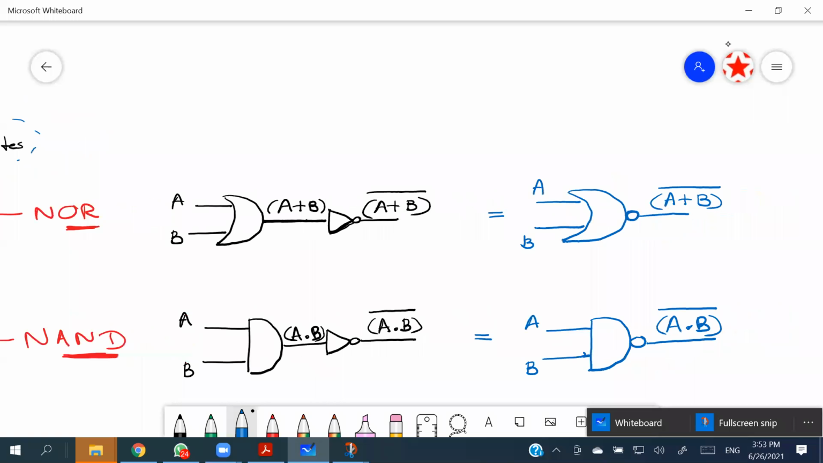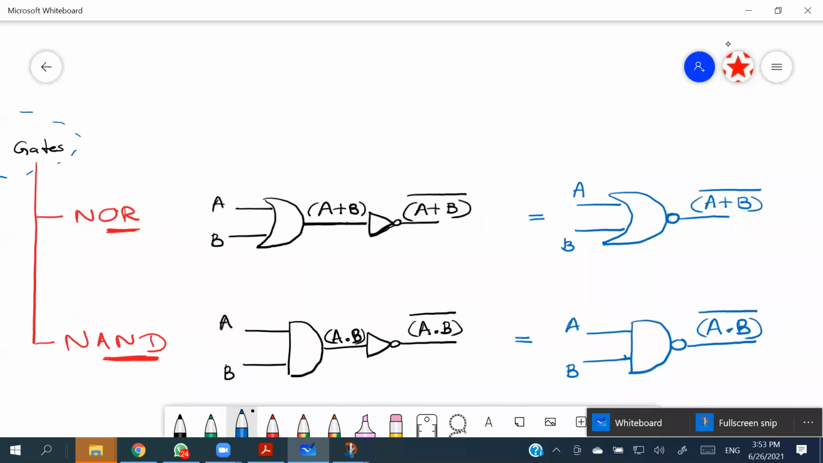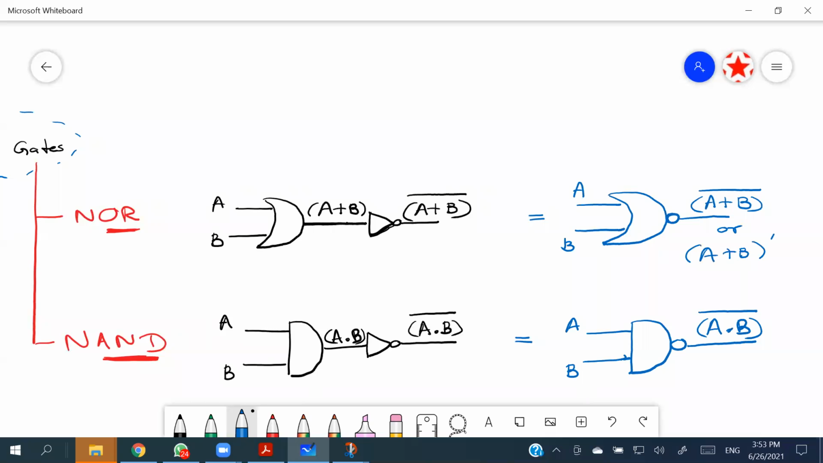Or you can say A plus B dash here as well. A dot B dash. Right? Got it? Yes, Dinelka. In combinational logic gates, you always find a NOT in front of it.